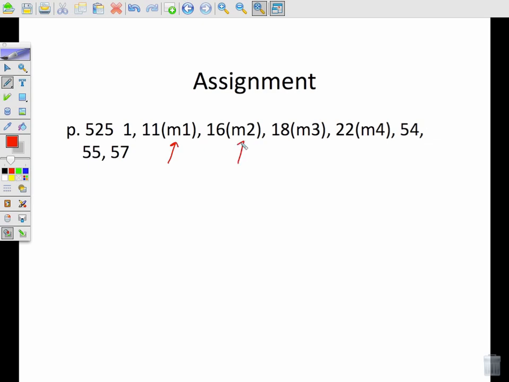Okay, that is it for this section. There's your assignment. And you can see here that I want you to practice all methods, get a good idea of which methods you can use, and practice all of them.